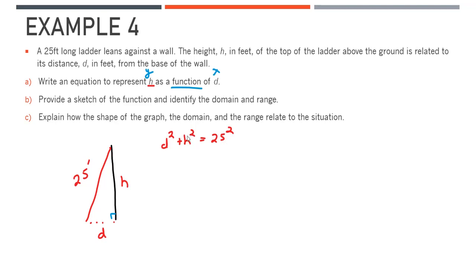The question is, which one should I solve for? Well, we've already kind of shown that I need to find my y value, or in this case, our h. So we're going to solve for h. I'm going to subtract d squared from both sides. I'm just going to write this in vertex form already. And then 25 squared is 625. And then I'm going to take the square root of both sides. So I end up with plus or minus the square root of negative d squared plus 625.